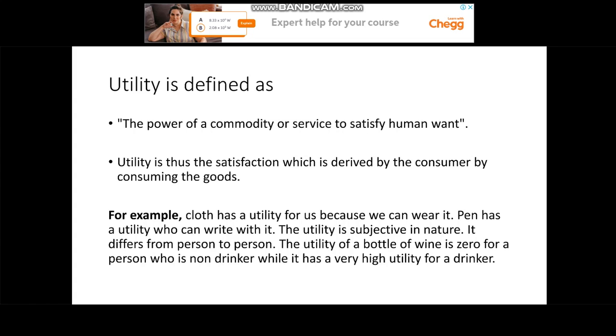The utility is subjective in nature. It differs from person to person. The utility of a bottle of wine is zero for a person who is a non-drinker, while it has a very high utility for a drinker.